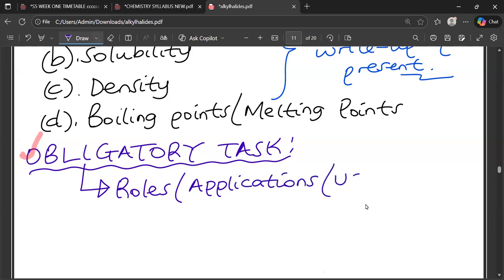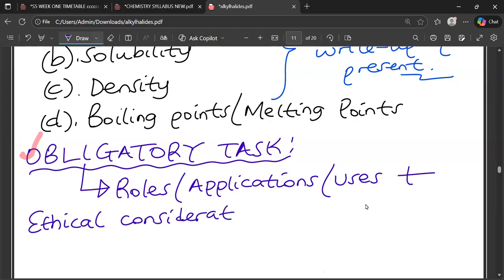They can use uses. This time round they added on ethical considerations. Now this is what I was telling you. When you're reading applications and they tell you bromomethylbenzene is used here, you know. When they say bromocyclo everything, you know where those things are. So you know what to do. Roles, applications, and uses of alkyl halides.